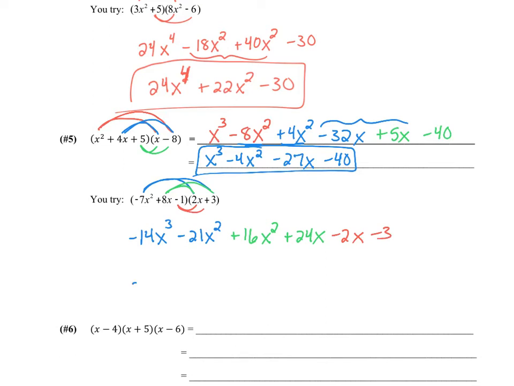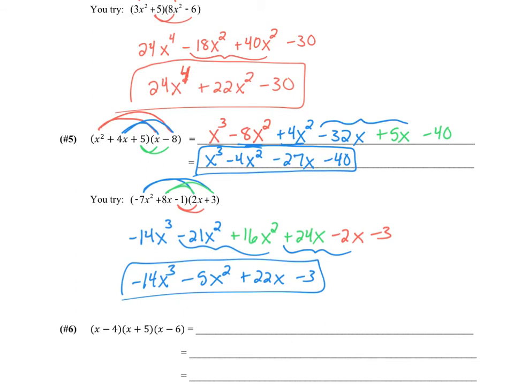And then we combine like terms. So negative 14x to the third. Negative 21x squared plus 16x squared is negative 5x squared. 24x minus 2x is 22x. And then we have a minus 3.